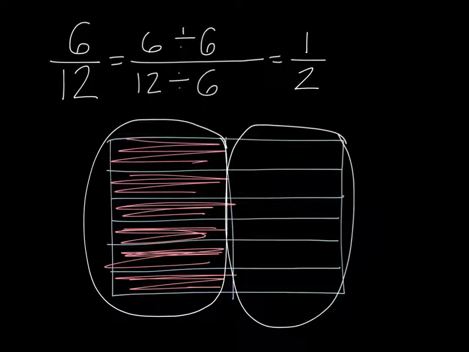So my new fraction is 1/2, and if you look at this area model, you can see that indeed 1/2 of it is shaded. So 6/12 is equal to 1/2. Now with 1/2 I have fewer pieces, but each piece would be larger.